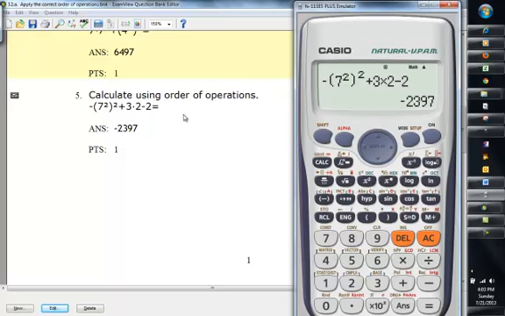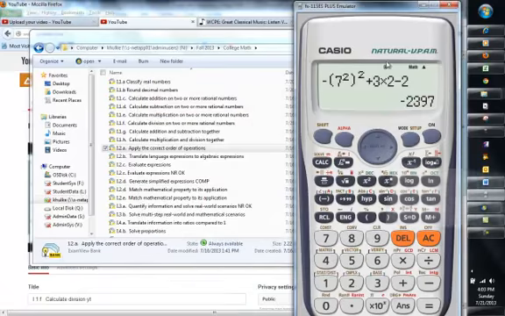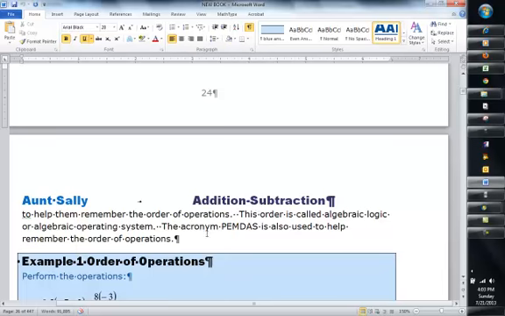So that's this assignment 1.2.A, applying the correct order of operations. And if you use your calculator, you will not run into problems. If you don't use your calculator, if you do it on paper, then just remember the PEMDAS that we had here in our book.